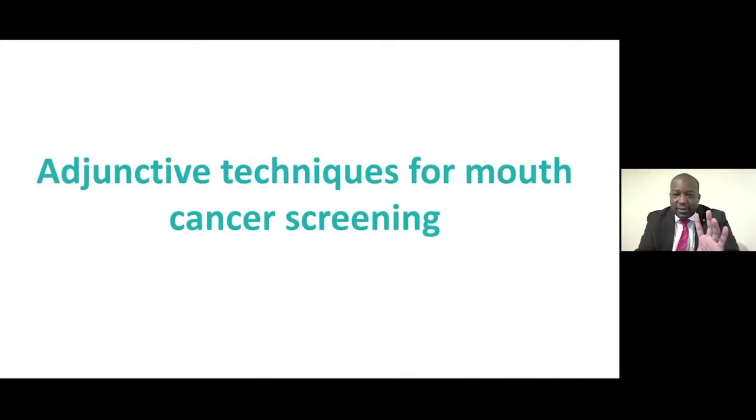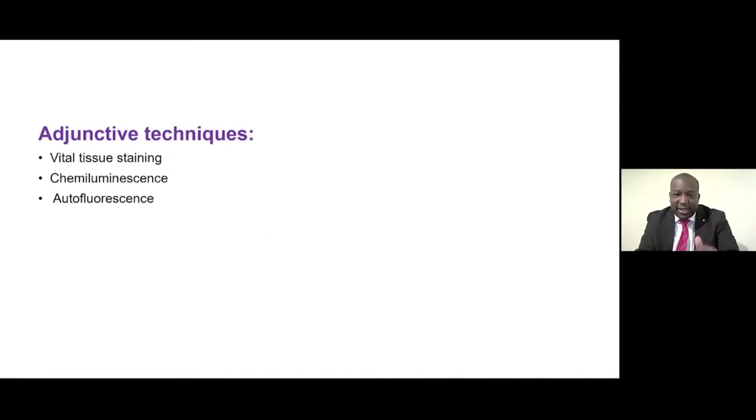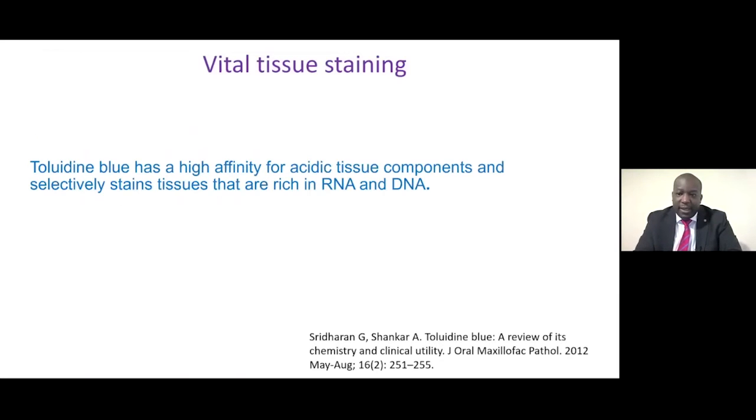We're going to look at 3 adjunctive techniques that are available to us: vital tissue staining, chemoluminescence, and autofluorescence. So we'll look at vital tissue staining first of all. And this is a process of staining living tissues or living cells.